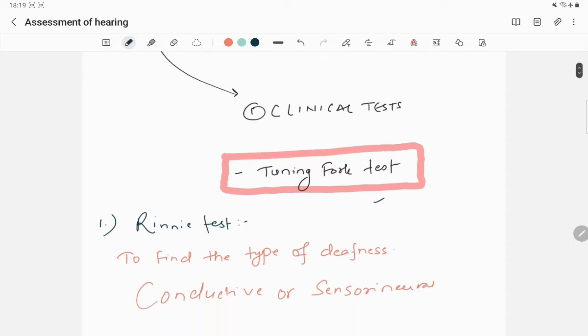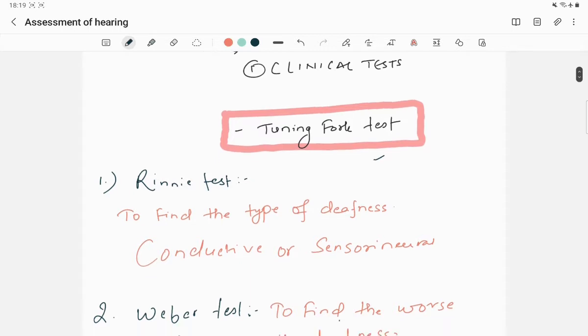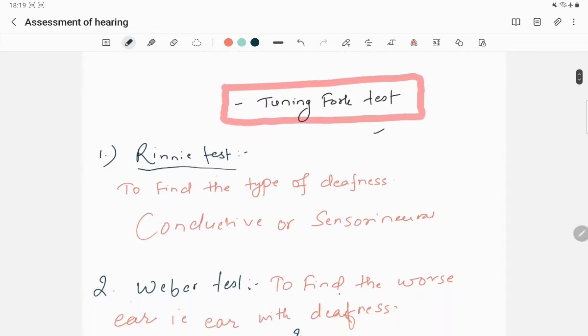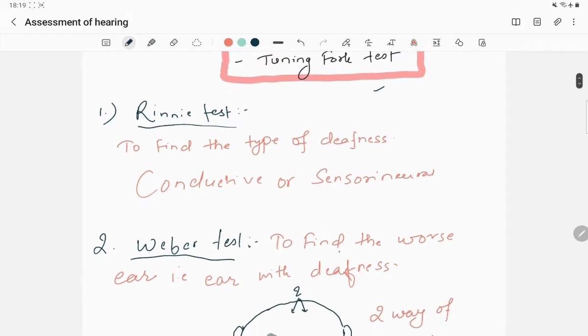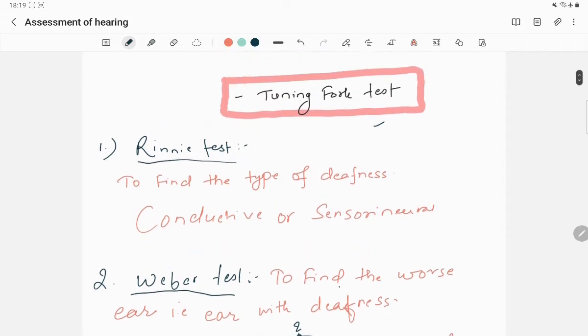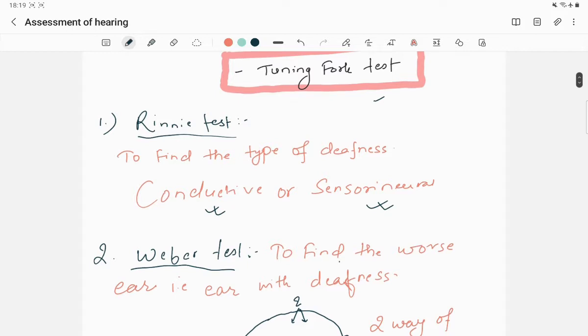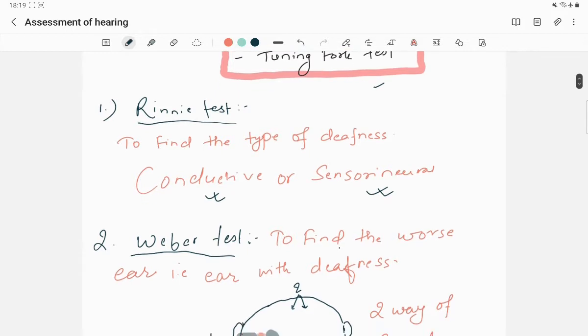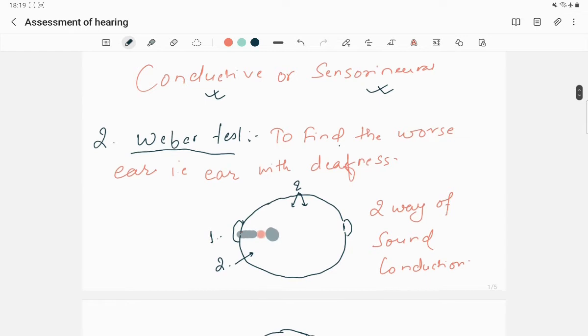Now, two tests that you must know under tuning fork test are Rinne test and Weber test. So why Rinne test? Rinne test is used to find the type of deafness, whether it is conductive or sensorineural. Okay, we will go into the topic when it is called conductive deafness and when it is called sensorineural deafness. So for now, Rinne test is the test to find the type of deafness, conductive or sensorineural. Weber test is done to find the worse ear, that is the ear with deafness.